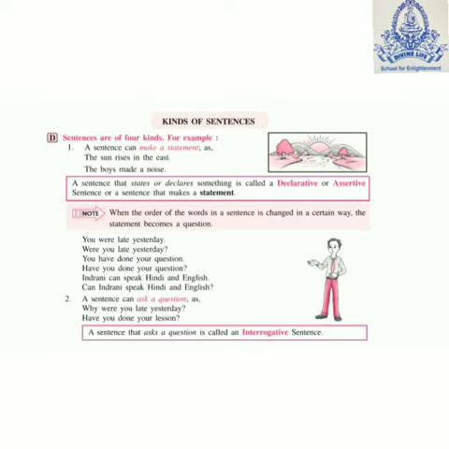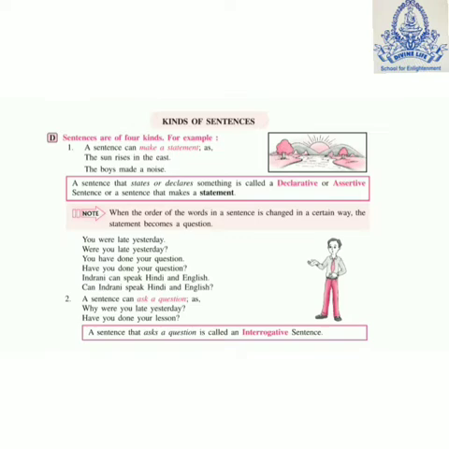Now we will study kinds of sentences. Do you know how many kinds of sentences there are? Four kinds of sentences. First, declarative sentence. Second, interrogative sentence. Third, imperative sentence. And the fourth one is exclamatory sentence.